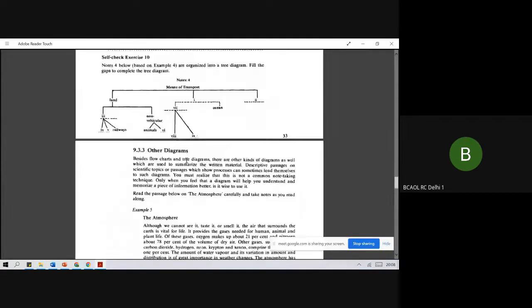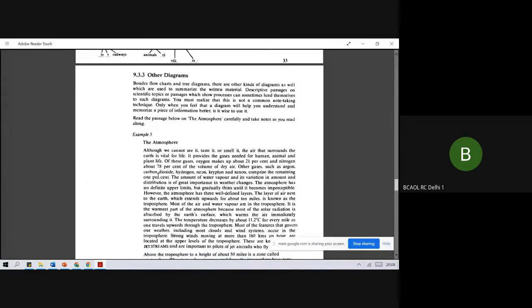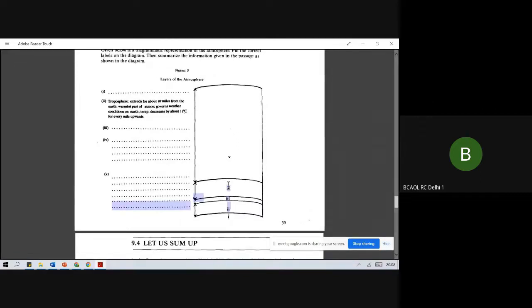See, page number 34, if you are looking at my screen, other diagrams you can also write in another format of diagram that can be like this. It means if the passage is about different levels of something, like what happened at first, what consists in level first, level 2, level 3, level 4.